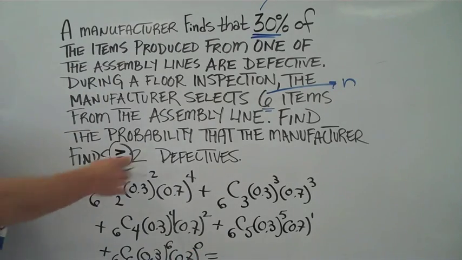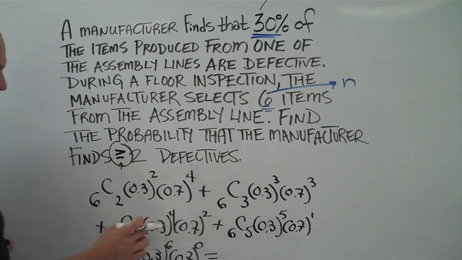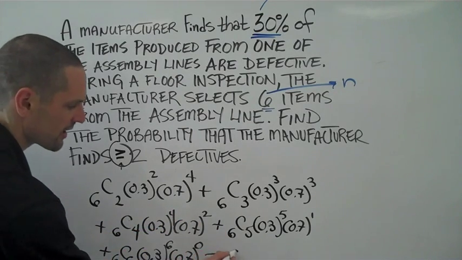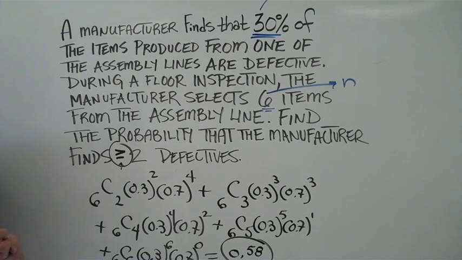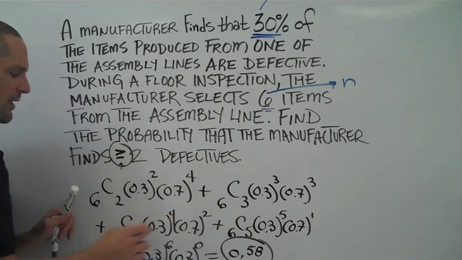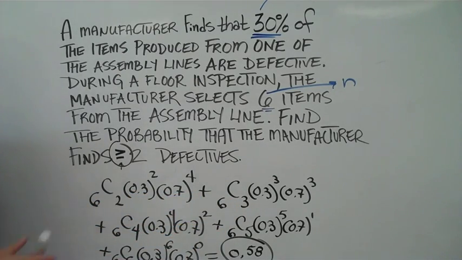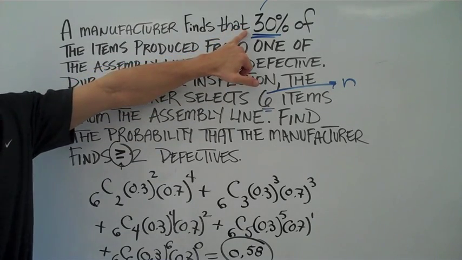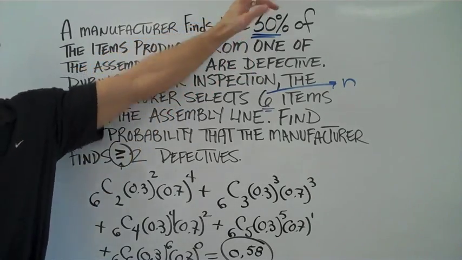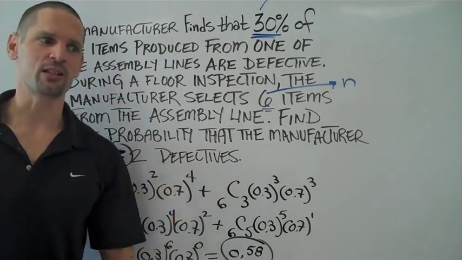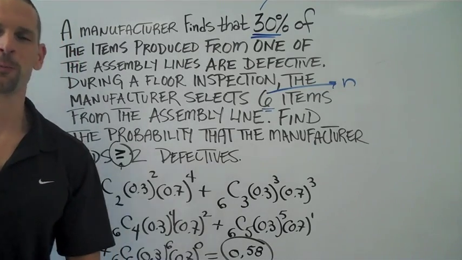And this gives, when you do all of this out, find this plus this plus this plus this plus this, you get 0.58, which is higher than what we found before, which was 0.32. Because now we're saying at least 2. So we have possibility of finding exactly 2, exactly 3, exactly 4, exactly 5, or exactly 6 defective. And again, the key to this problem is saying that finding a defective item is our probability of success, even though we wouldn't feel so successful finding defective items, I know.